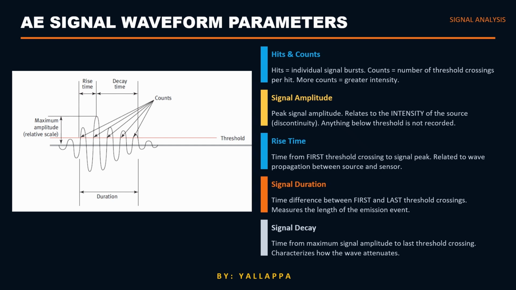Rise time is the time between the first threshold crossing and the signal peak. Duration is the total time the signal remains above threshold. And decay describes how the signal reduces after reaching maximum amplitude. These parameters are essential for proper source characterization.